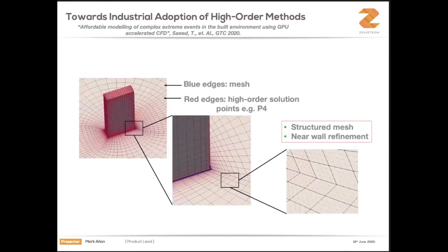So here's a visualization of the mesh. The mesh that was used is in blue. You can see it's a structured mesh as it's a fairly simple geometry. It was refined to the wall to allow us to capture the RANS part for the DES. You can also see in red that the mesh has just been subdivided to show the additional refinement you would get if, for example, you were using something like P4 elements.